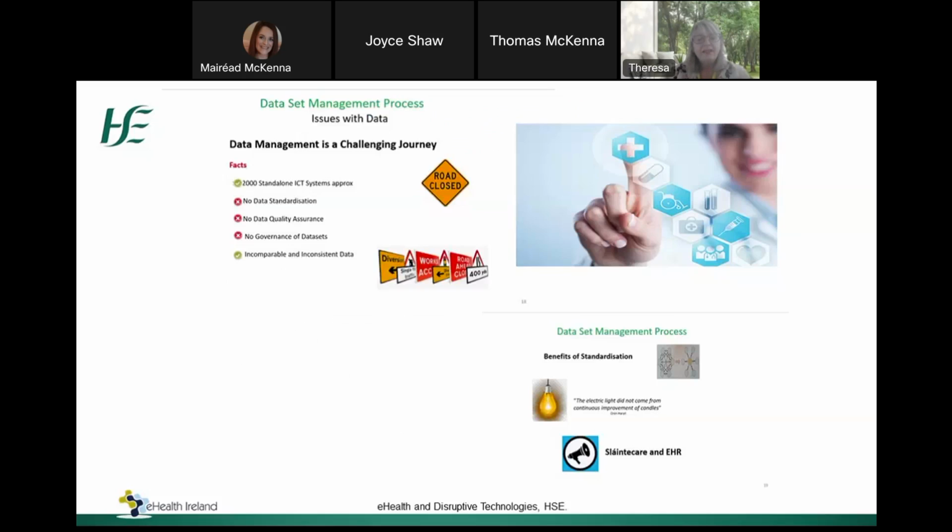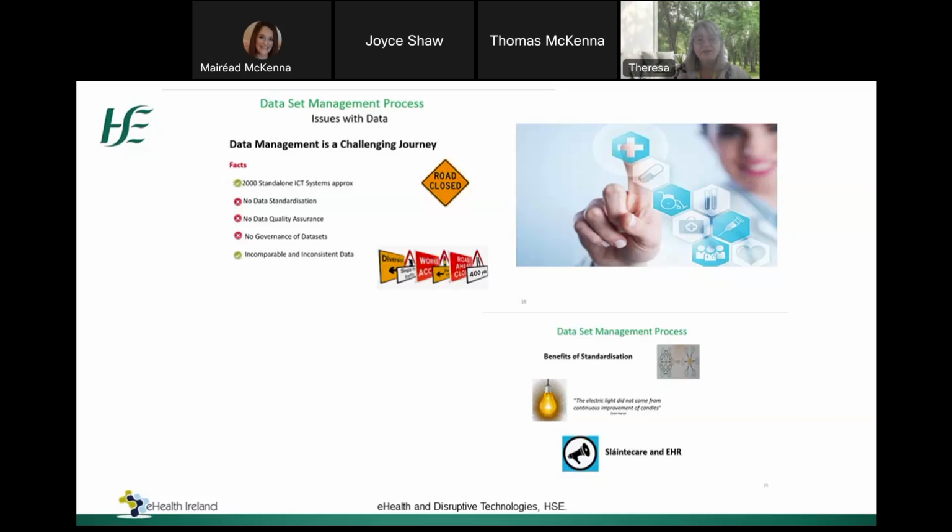So in an effort to try and address some of this, myself and some of my colleagues, we set up this process called the data set management process. So this is how to try and enable us to do better with data. And the data set management process is up and running now since about 2019. And so, as we know, data management is a very challenging journey. We have in the HSE a lot of standalone ICT systems. We have, I won't say totally no standardization, but we have little standardization. The data quality is, I suppose, ad hoc, and the governance of data sets is something that needs to be addressed. And we have incomparable and inconsistent data.